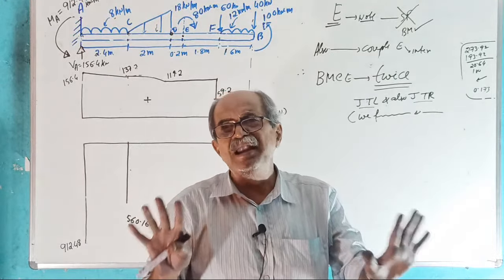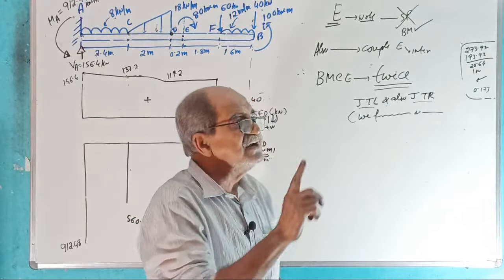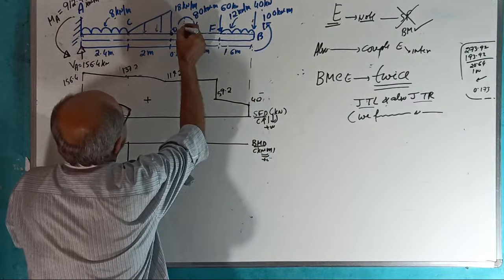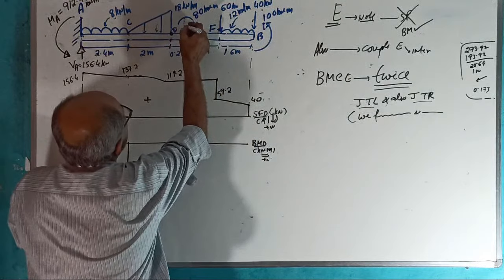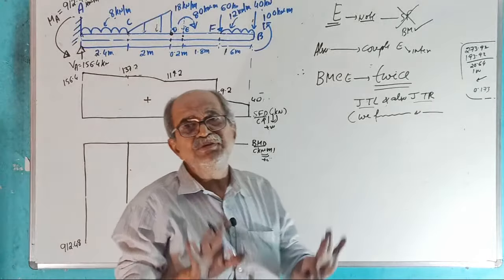When you want to find bending moment somewhere, you can look any side. Just to left means what? Bending moment slightly this side. JTR means bending moment slightly this side. So which side you are looking is your choice.